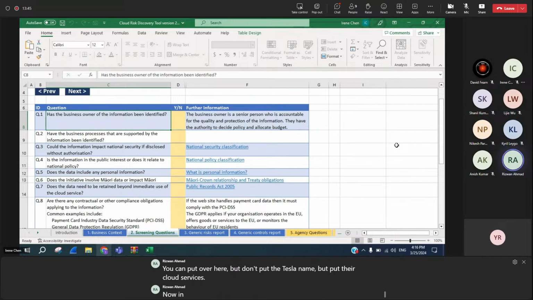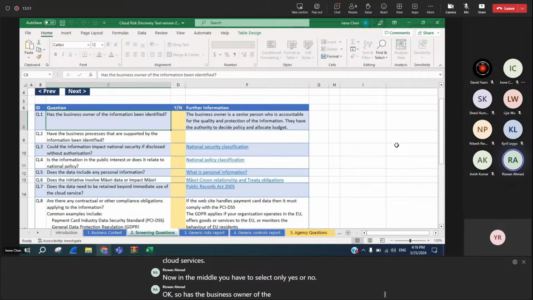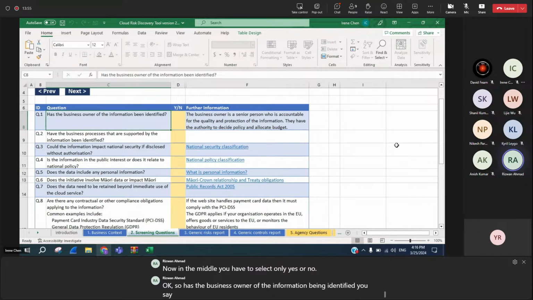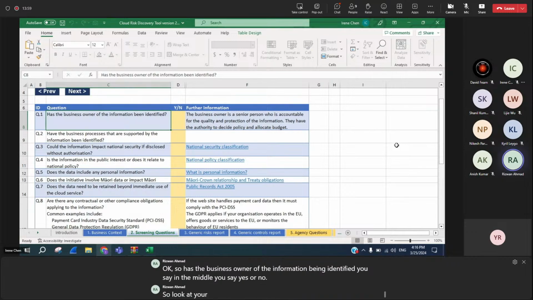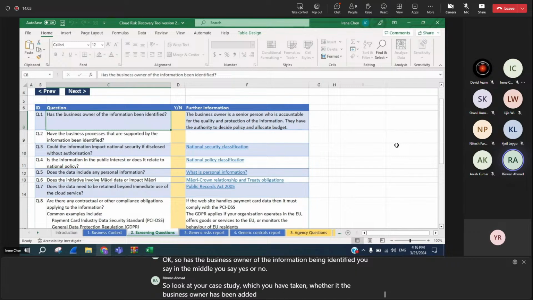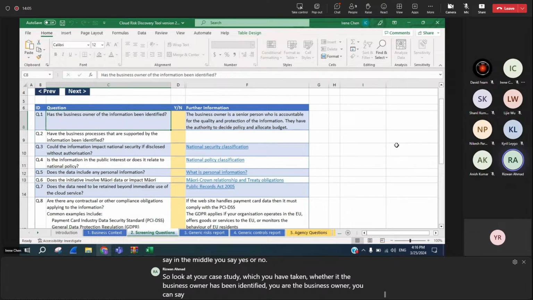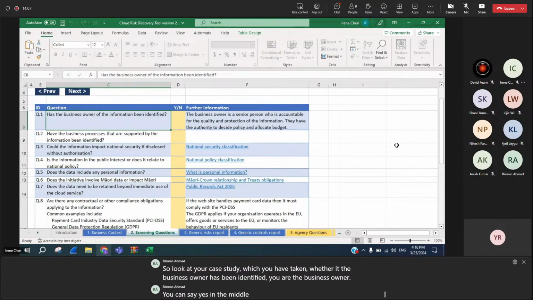Now in the middle, you have to select only yes or no. So, has the business owner of the information been identified? You say in the middle, yes or no. Look at your case study, which you have taken, whether the business owner has been identified. You are the business owner, so you can say yes in the middle.